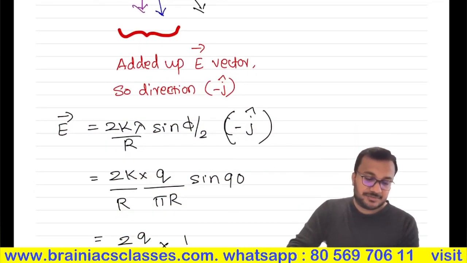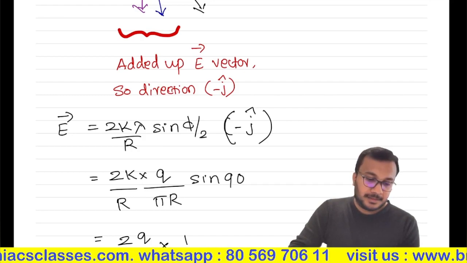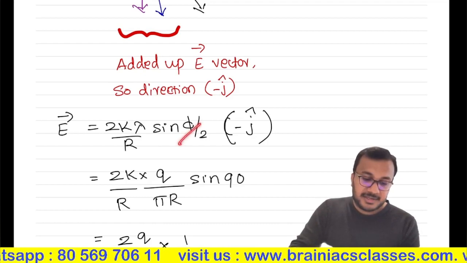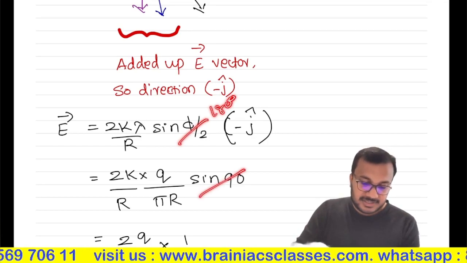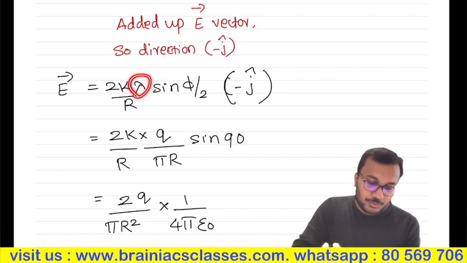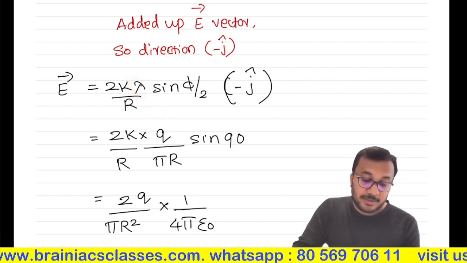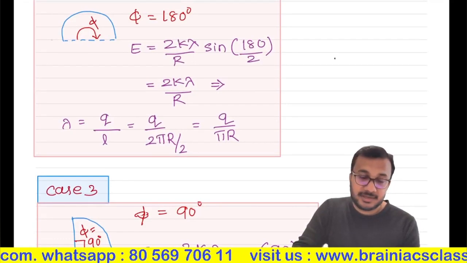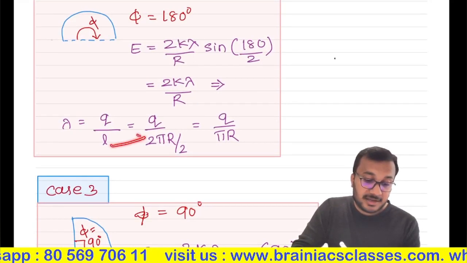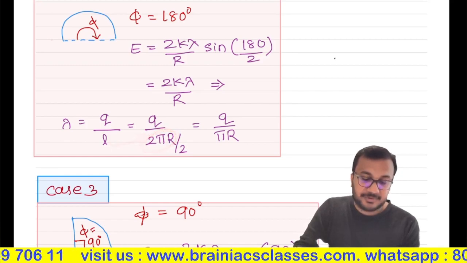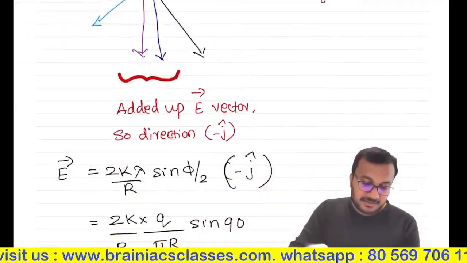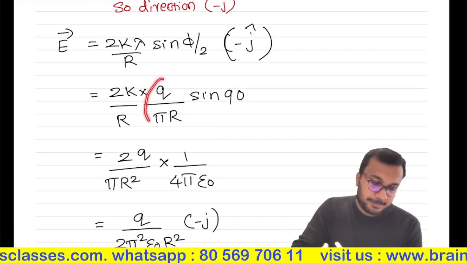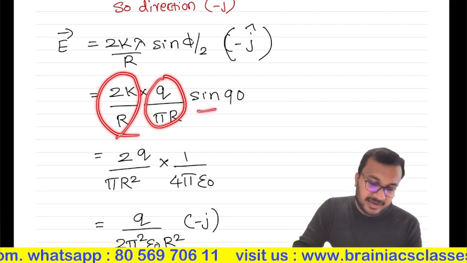So let's substitute in the formula: 2k lambda by r into sine phi by 2. Phi is 180 degrees, so it becomes sine 90. Lambda we substituted previously, it is Q by pi r. How is lambda equal to Q by pi r? We have learned Q by 2 pi r is for the full circle; length is 2 pi r by 2, that is, half, so pi r. So Q by pi r is substituted here, lambda, 2k by r, sine 90 is 1.